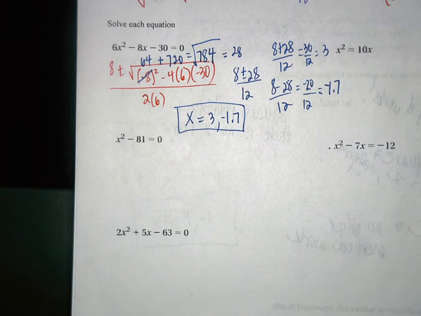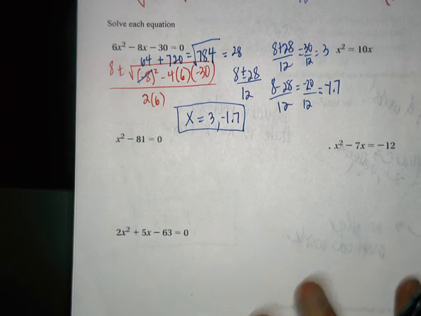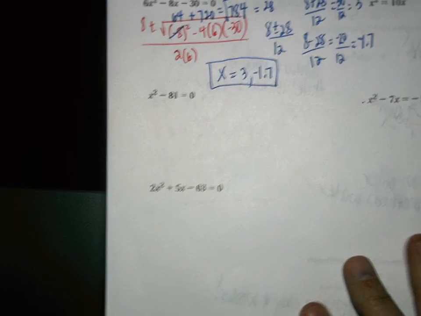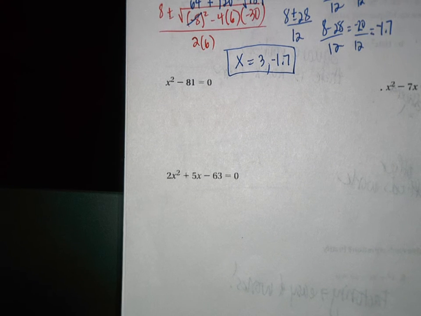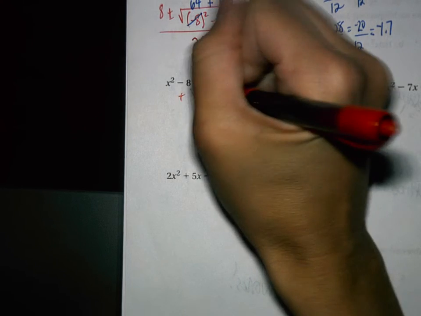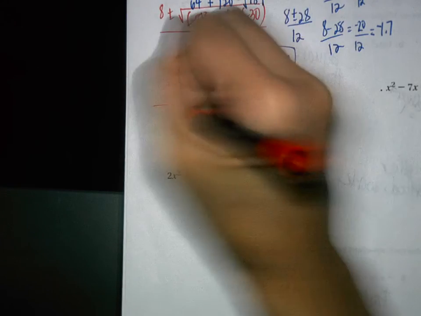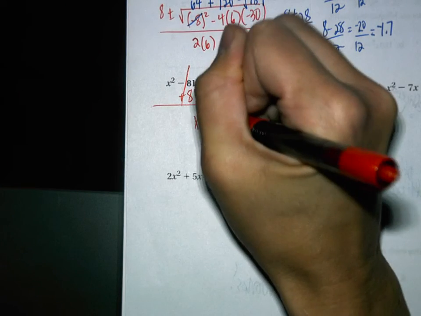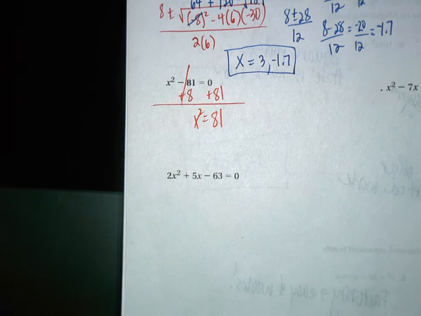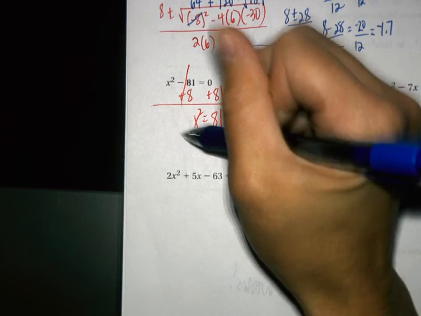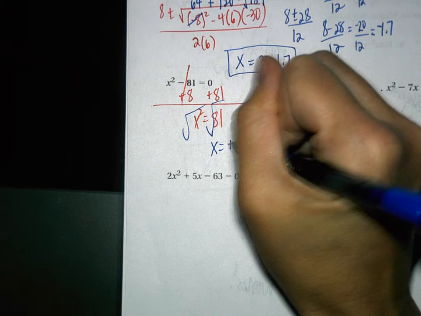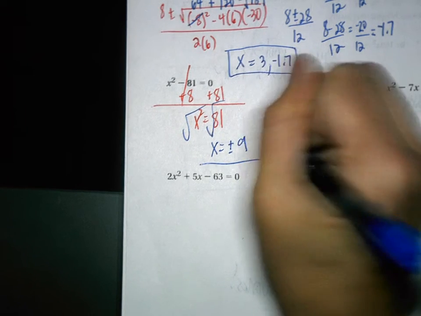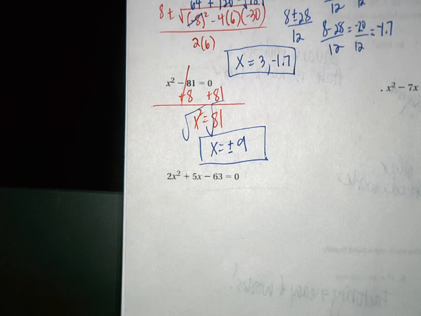Okay. Moving down. What would you do to solve this next one? Square roots. What would I do for square roots? Good. Add 81 to both sides. X squared equals 81. What do I do next? Square root both sides. And so we get x equals plus or minus 9. How many solutions are there? 2. Good.